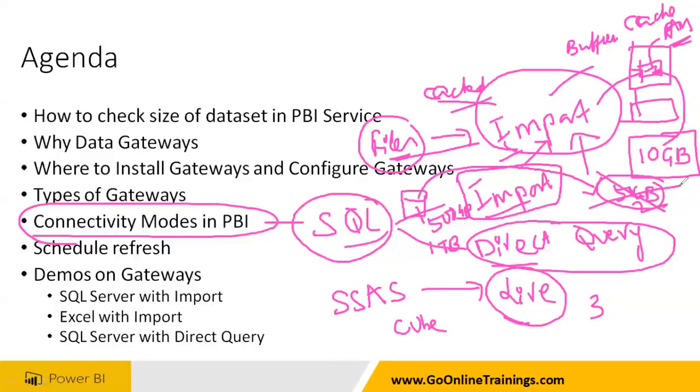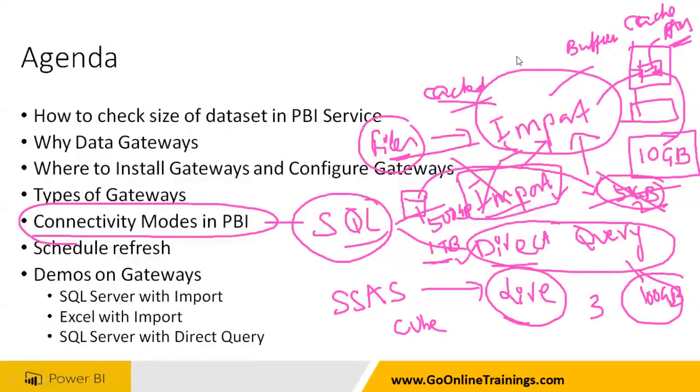So when you have less than 10 GB after compression, then you can use import. But if the database size is 1 terabyte, after compression it will become 100 GB of data. If that is the case, we cannot use the import methodology. Clear? You should not use this. You have to use the direct query method. Okay. So all these things you need to understand one by one.